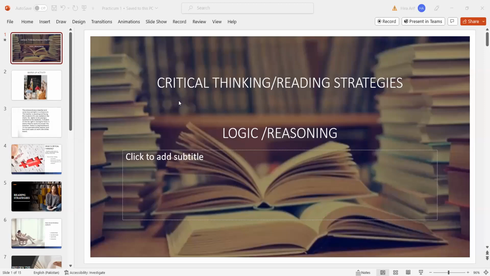Hi, students. Today I'm going to discuss some critical thinking and reading strategies and logical reasoning, like how you can think critically. I'm going to discuss some reading strategies with all of you and how you can think critically and come up with your reasoning. When you come up with an argument, you support your argument by providing examples with supporting details.